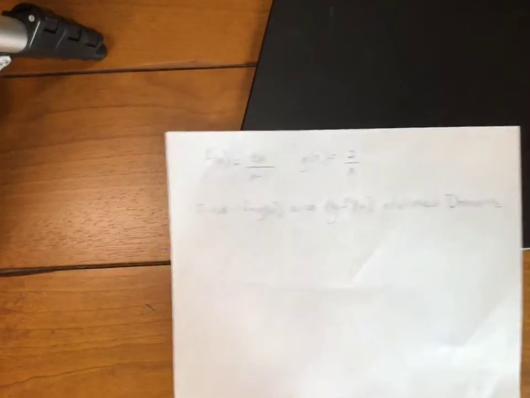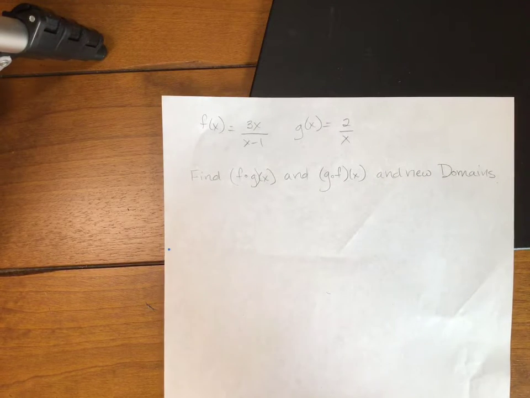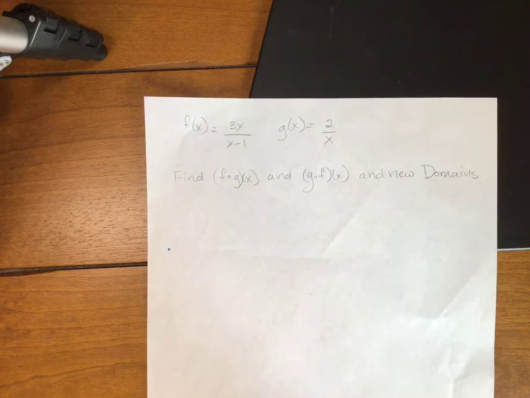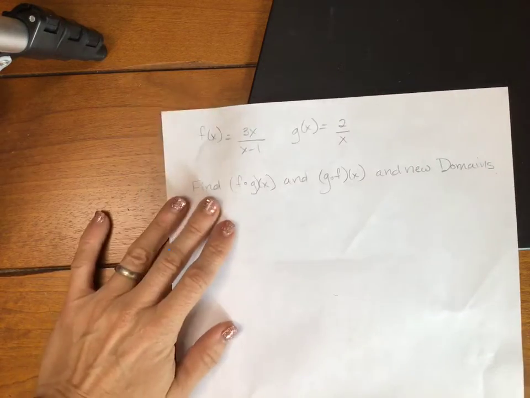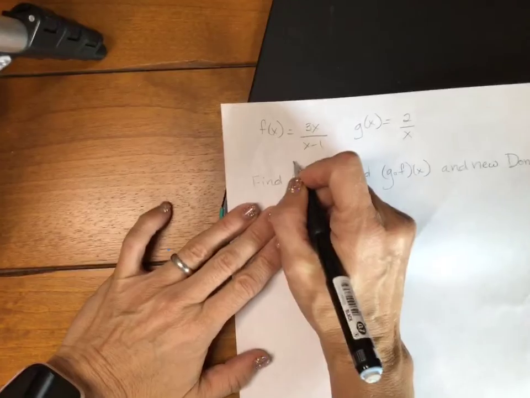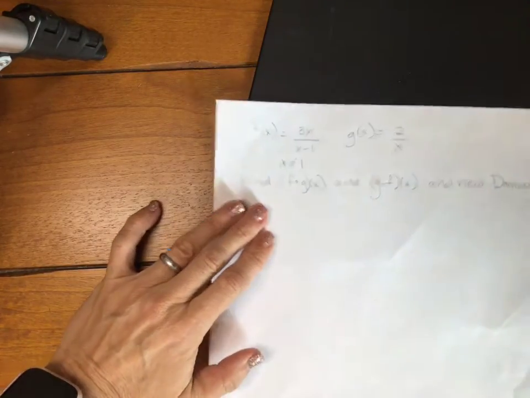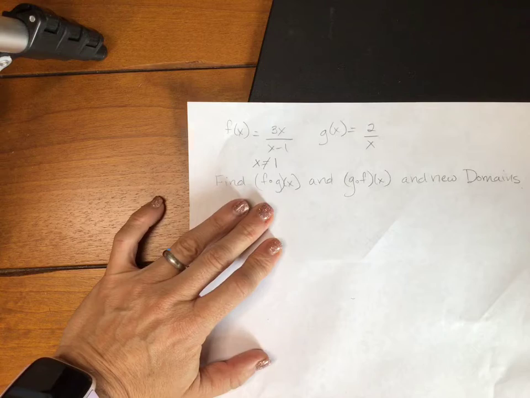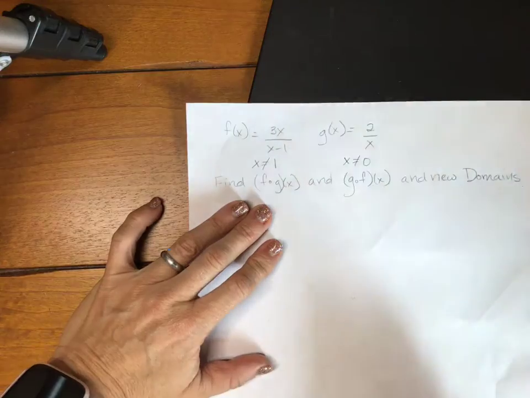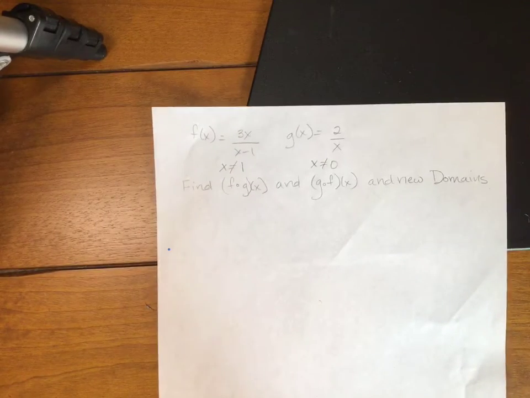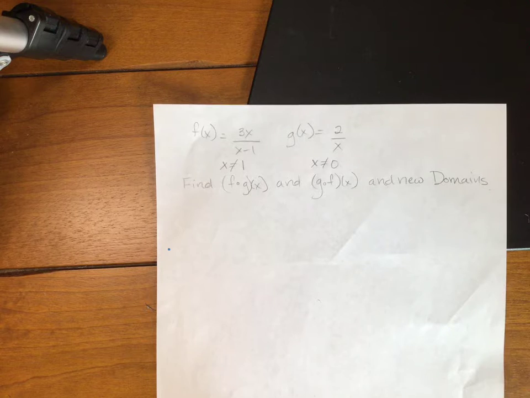All right. So here are our functions today. f of x is 3x over x minus 1, and g of x equals 2 over x. And since we're going to be finding the new domains, we want to look at what our domains are originally. So in the case of f of x, we know that x cannot equal 1 because that would make my denominator 0. And in the case of g of x, we know that x cannot equal 0. Otherwise, it's all real numbers except for those. And I'm not going to write them in interval notation right now.